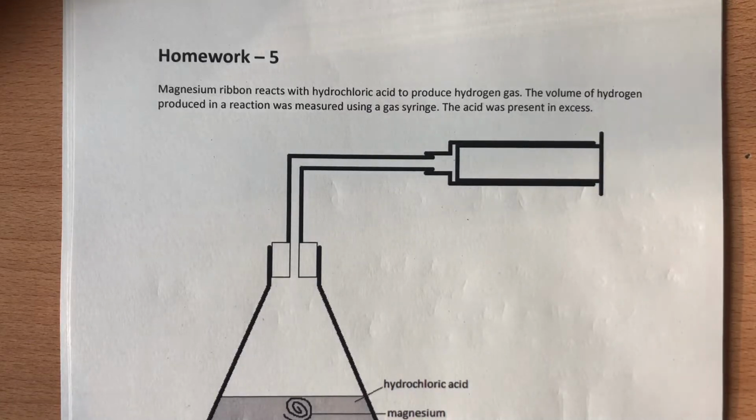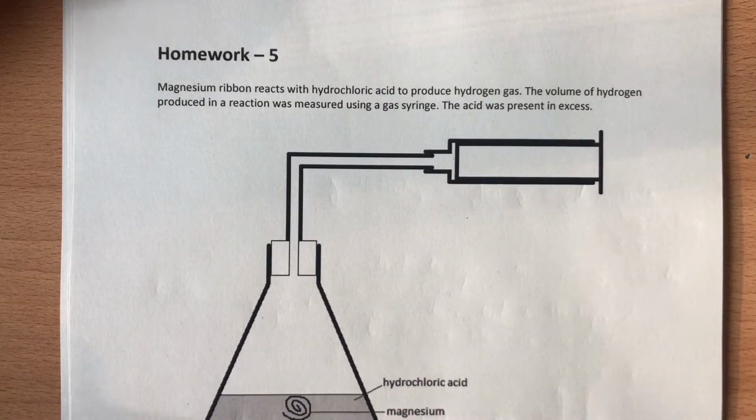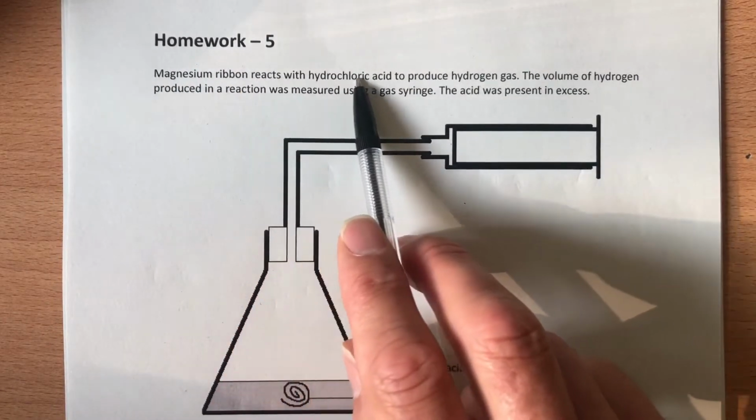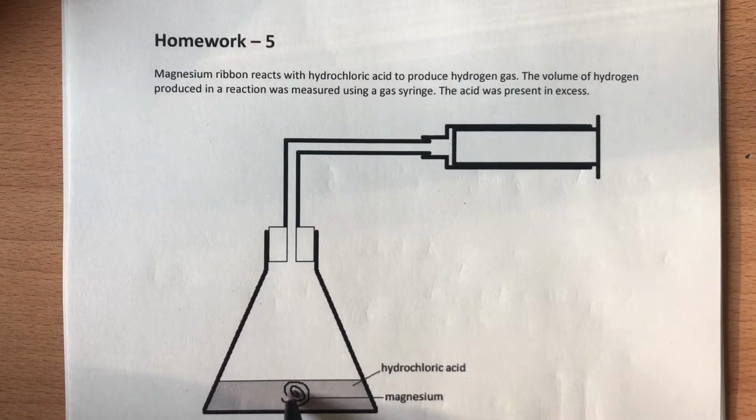Year 11, homework 5. This is a rate of reaction homework, and let's get started straight away. So we've got magnesium reacting with hydrochloric acid. There's the magnesium in the flask there, surrounded by hydrochloric acid.